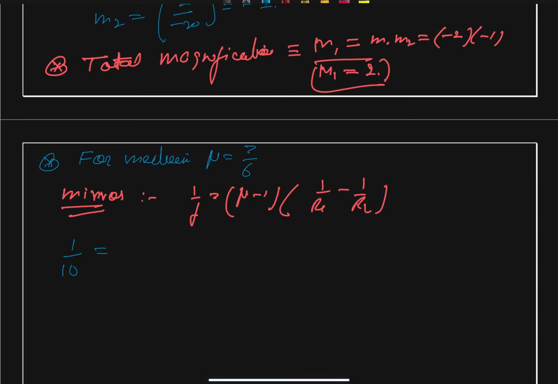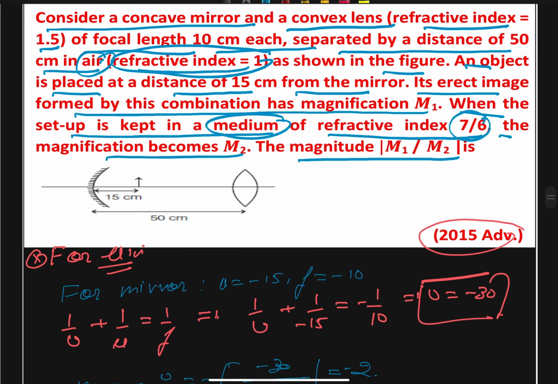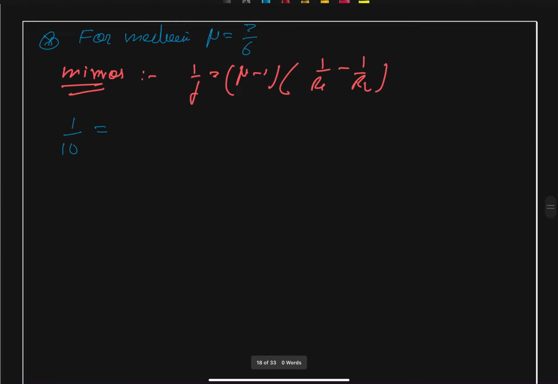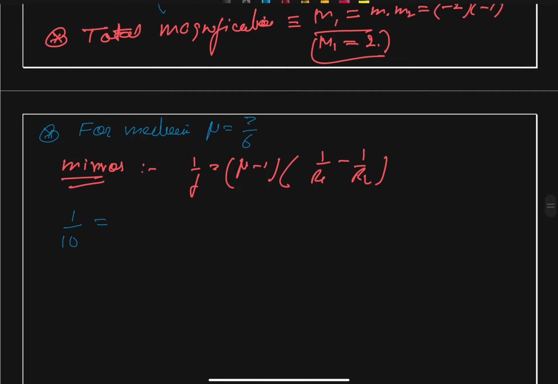one second, let me check if it's something wrong. Looks good. And we have this as 1/10, and the refractive index is given as 3/2 minus 1, and we get this as 1 upon r1 minus 1 upon r2. So from here we get this as 1 upon r1 minus 1 upon r2 will be equal to 1 upon 5.